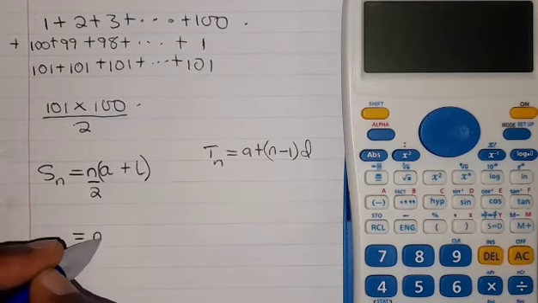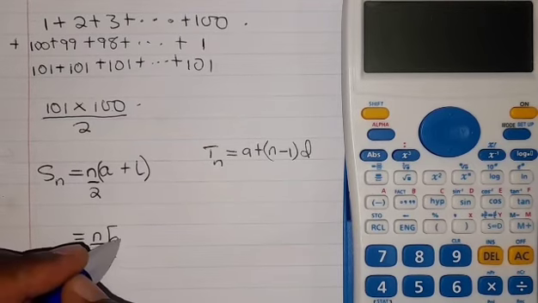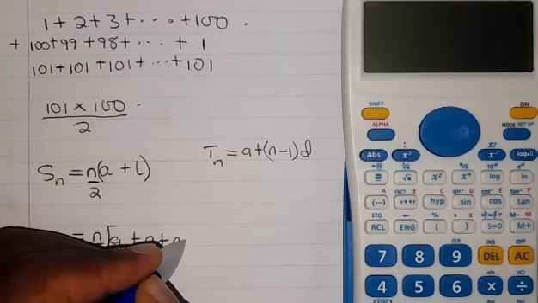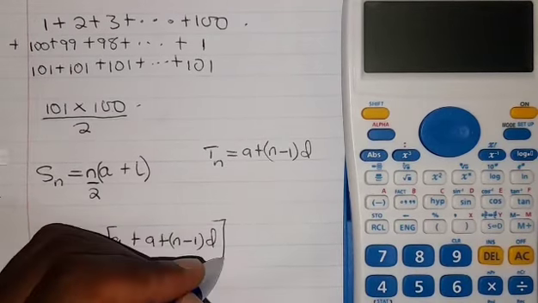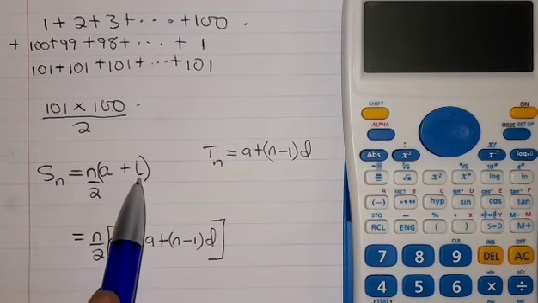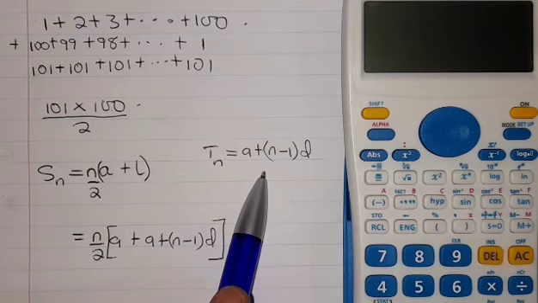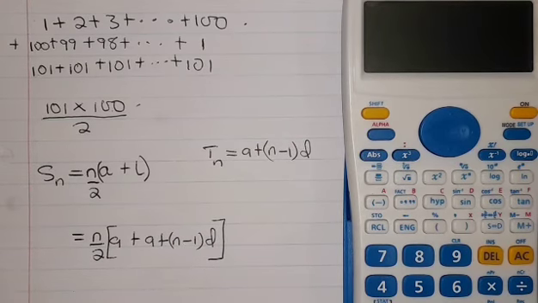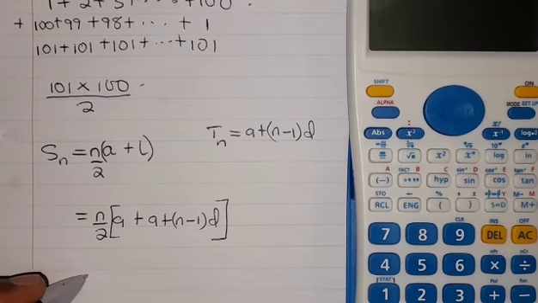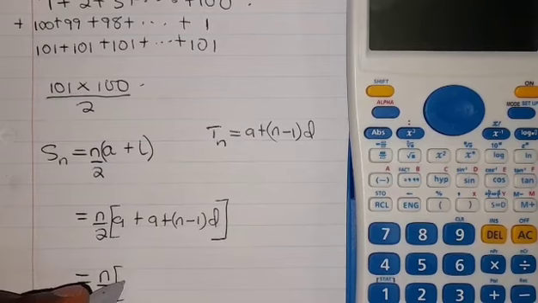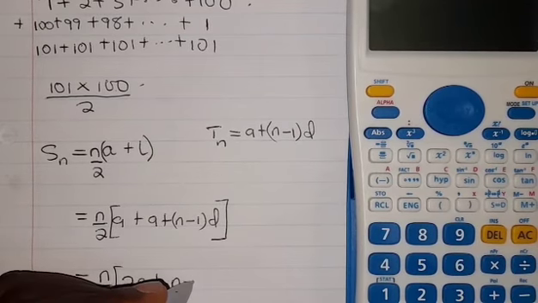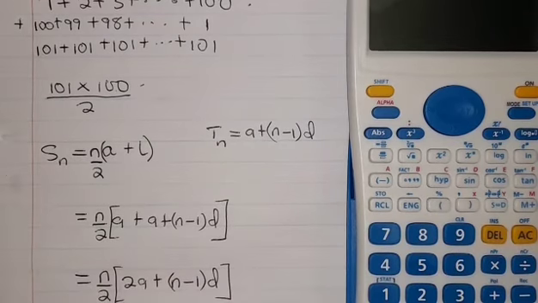You are going to be having n over 2 multiplied by a plus n minus 1 d. We have replaced l with the general term, so we have a plus n minus 1 d. And if we simplify this, we are going to have our formula n over 2 multiplied by a plus a is 2a plus n minus 1 d. This is the formula of calculating the sum of n terms of an arithmetic series. Enjoy.